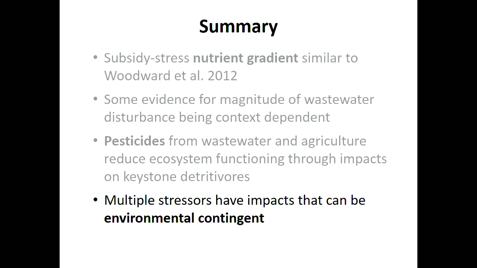And I guess the main take-home message is that we have multiple stresses in the environment, but we also have the fact that when combined, the effects can be environmentally contingent. And so here I've shown how this nutrient gradient may be priming the system for the greatest effect at intermediate levels. And so, using things like structural equation models is a really useful way for starting to put a lot of information into a more causal network type approach.